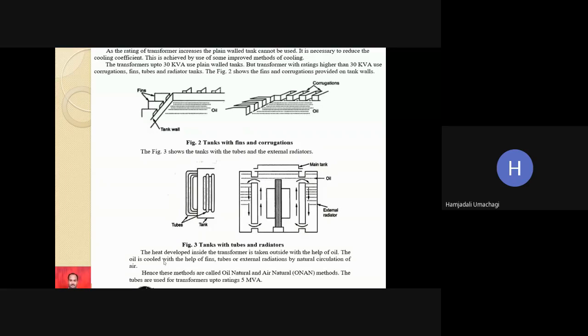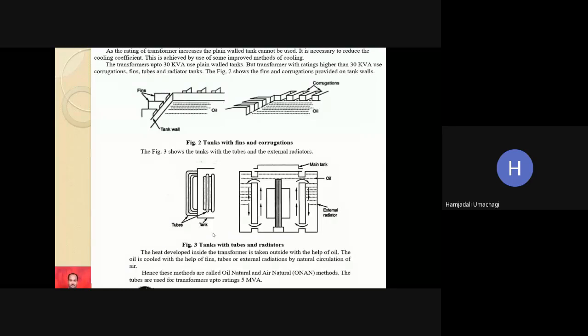The oil is cooled with the help of fins, tubes, or external radiators by natural circulation of air. Inside, there will be oil. This oil will carry the heat from the windings and the core, and by the time it touches the fins, corrugations, tank, or any external radiator, all that heat will be exchanged there, and further air will also carry the heat.